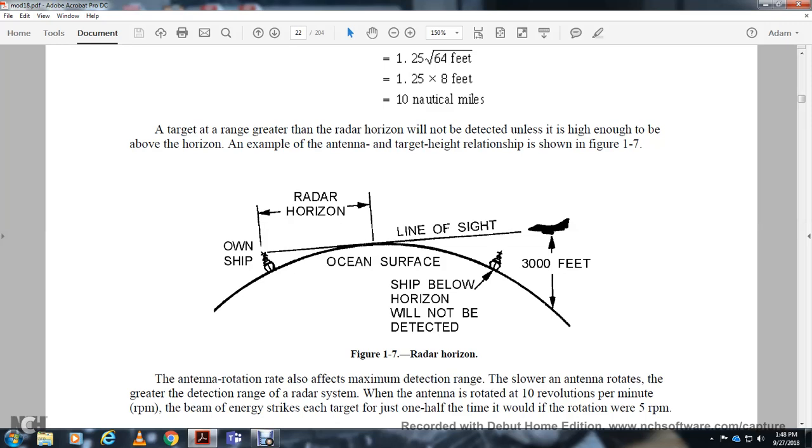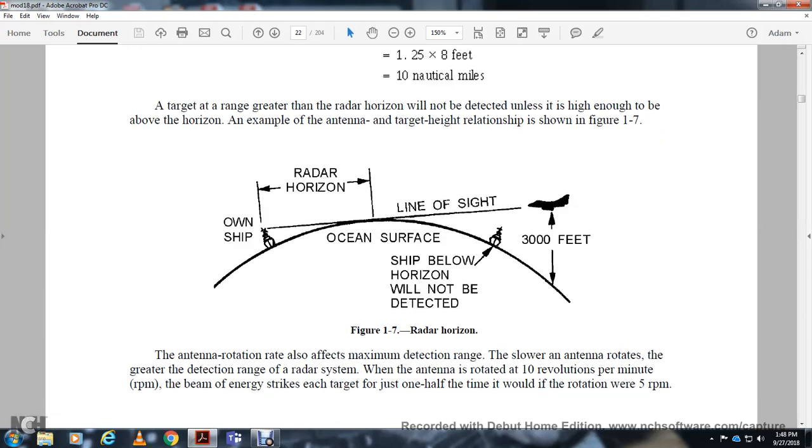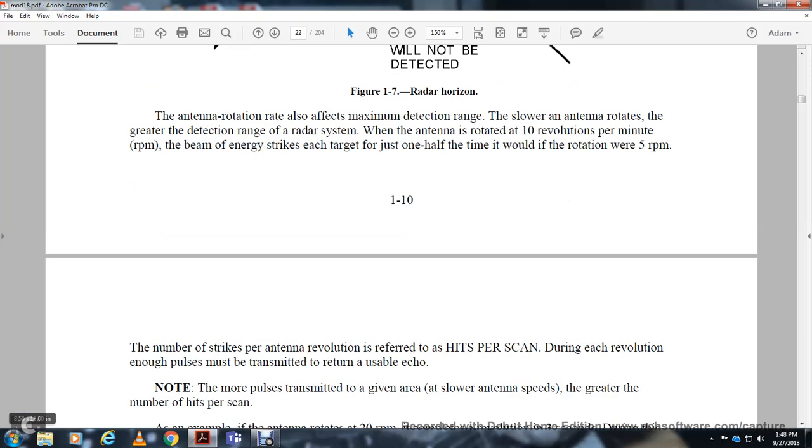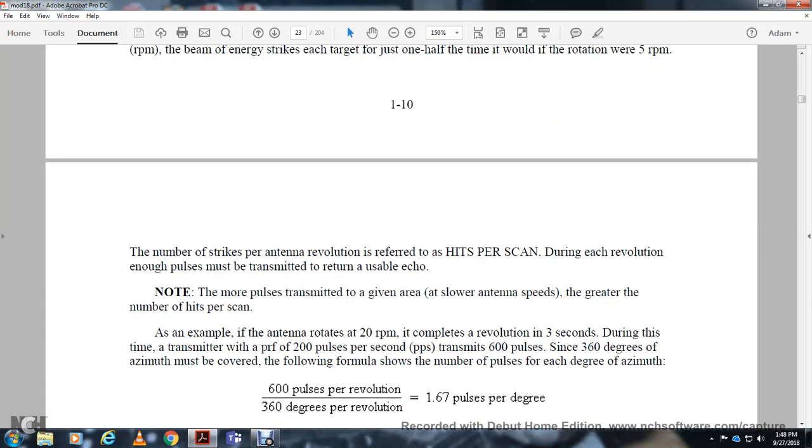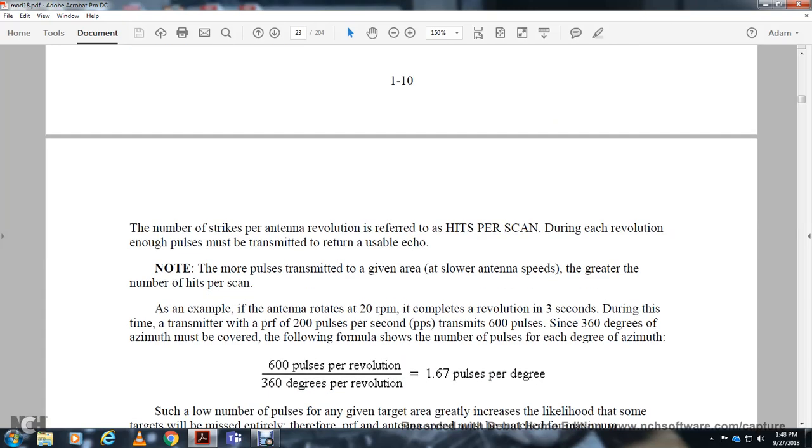If the antenna is rotated at 10 revolutions per minute, the beam energy strikes each target half of the time, compared to rotation at 5 revolutions per minute. The number of strikes per antenna revolution is referred to as hits per scan, and during each revolution enough pulses must be transmitted to return a usable echo. The more pulses transmitted to an area with a slower antenna speed, the greater the number of hits per scan. For example, if the antenna rotates at 20 RPM, it completes 3 revolutions in 3 seconds.